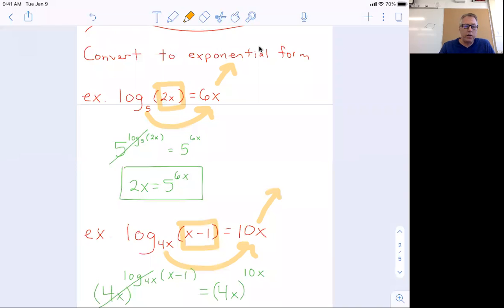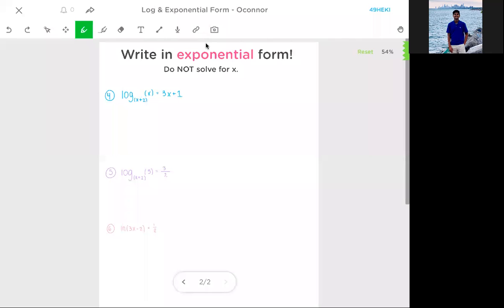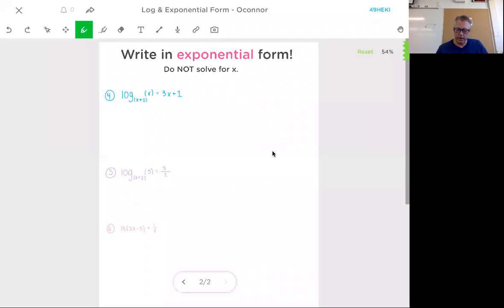So you can do that either way, but you do have to be able to convert back and forth. That's a huge skill that we're going to use moving forward. So we're going to practice a couple on a class kick, and then we'll go over those together. All right, let's take a look at these.